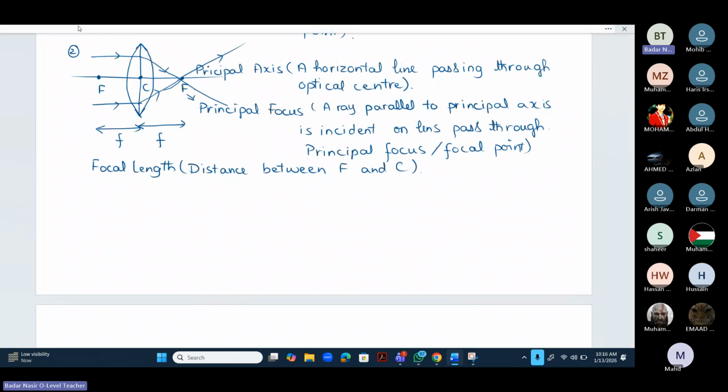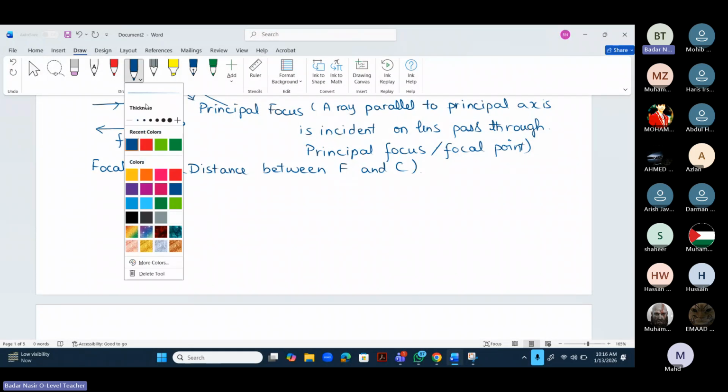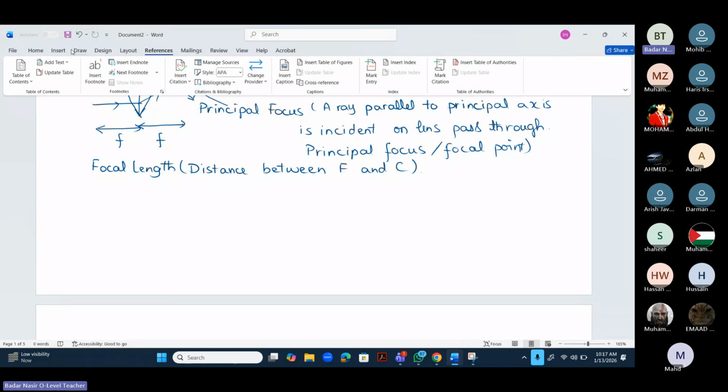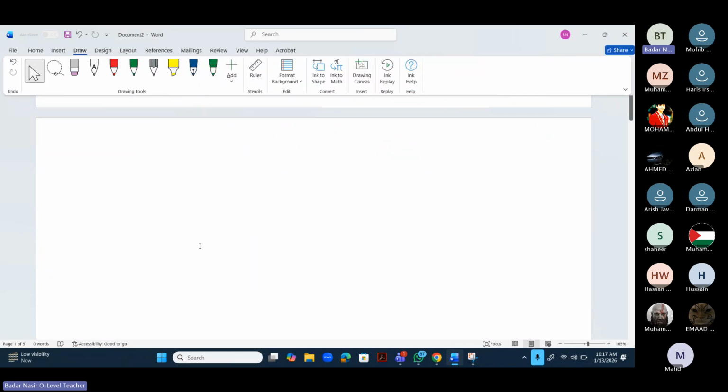Okay, so let's just talk about image formation now, how to produce an image. For image formation, we have 6 different cases, and we will also talk about the characteristics of the image and what the applications are for those particular ones.